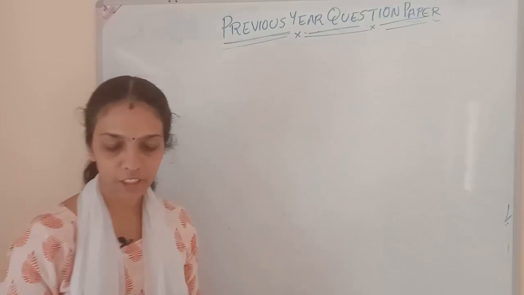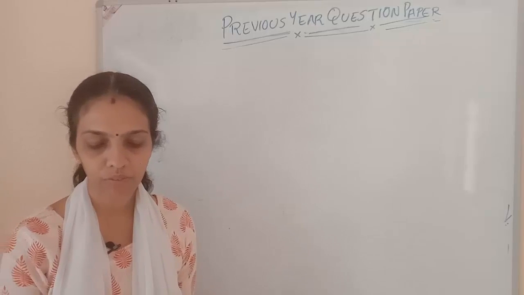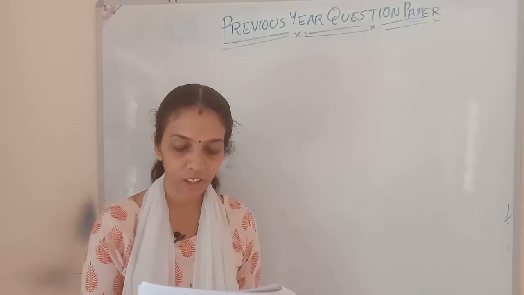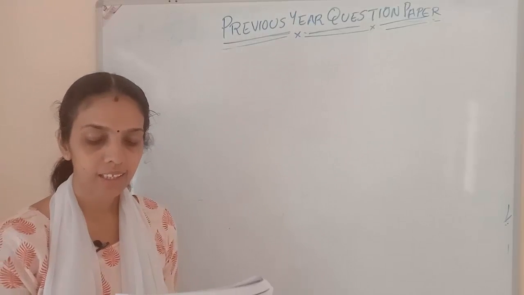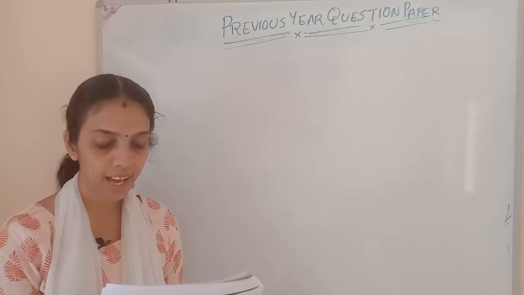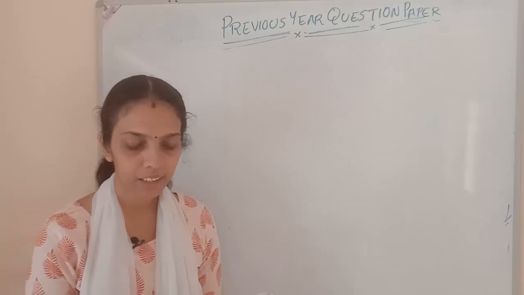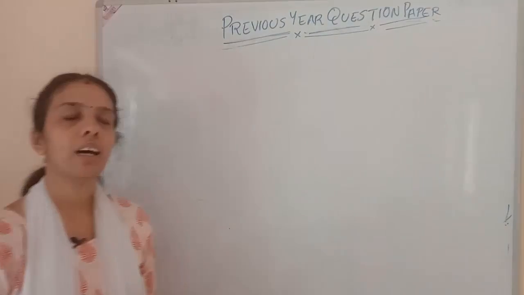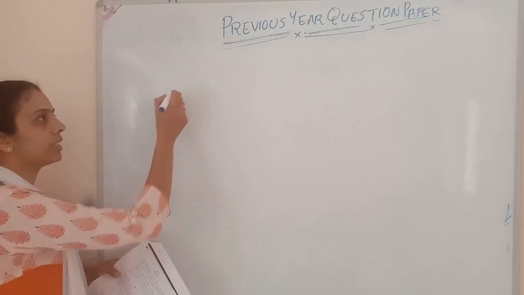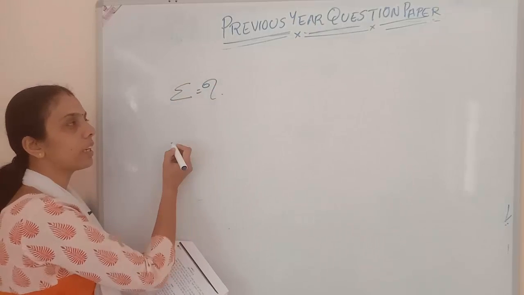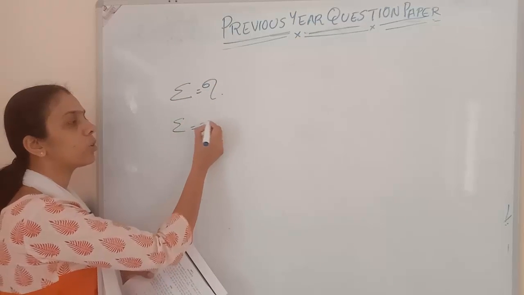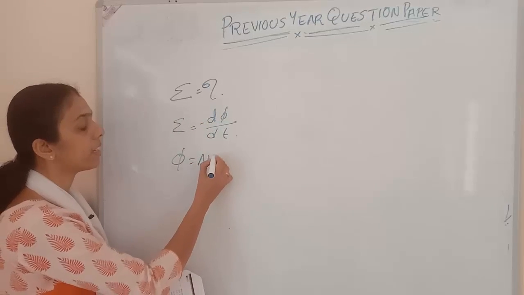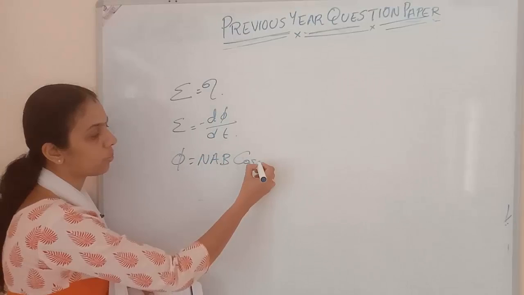Derive an expression for induced EMF developed when a coil of N turns, an area of cross section capital A, is rotated at a constant angular speed omega in a uniform magnetic field B. Okay, we should find out the expression for EMF. For that, how can we find it? E equals minus d phi by dt, isn't it? Phi equals NAB cos omega t.